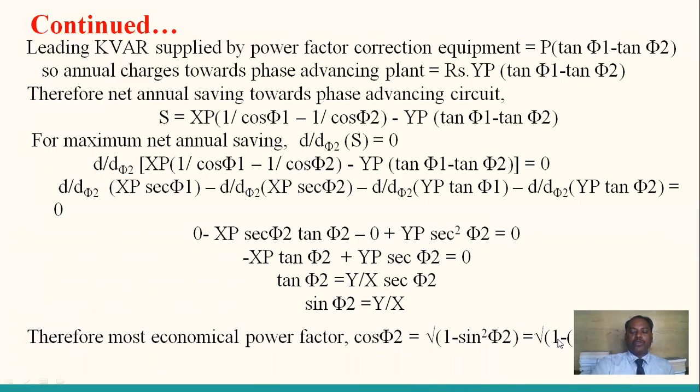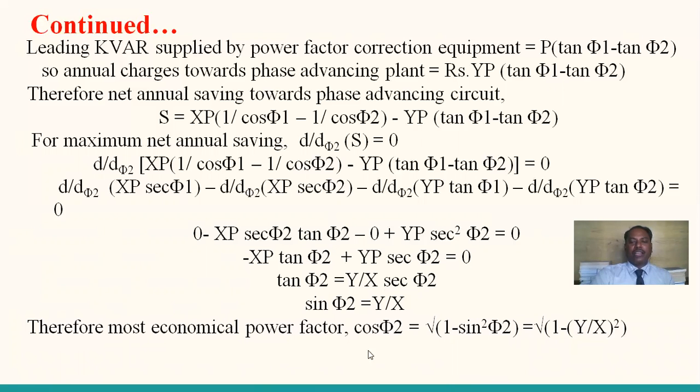Therefore, the most economical power factor cos φ2 can be written as the square root of 1 minus sin square φ2, which is equal to the square root of 1 minus (Y by X) whole square, or cos φ2 is equal to cos of sin inverse Y by X. So this is the most economical power factor when the kilowatt demand is constant.